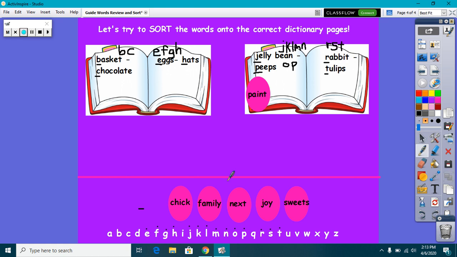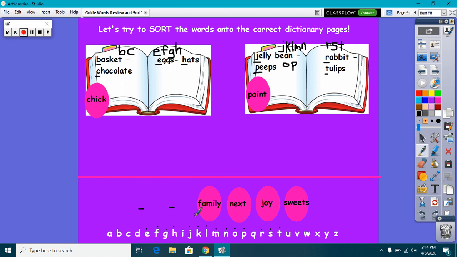All right, the next word is chick. And what's the first letter of chick? That's right, it's C. So let's look at what dictionary page has C words on it. And here's the letter C. And remember, we knew that because the guide word started with the C, chocolate. Okay, so chocolate and chick are going to be on the same page.